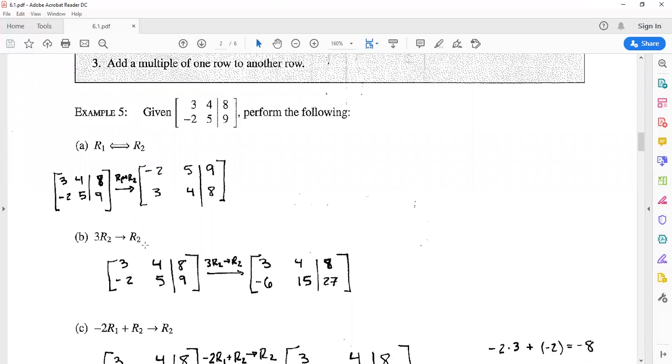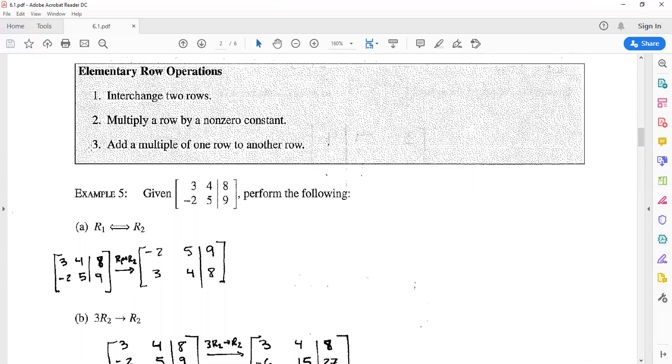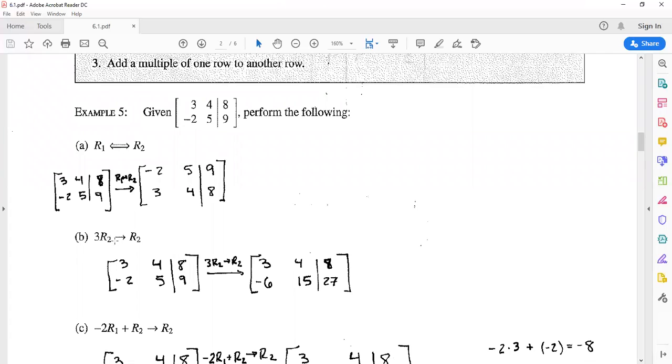This next bit of notation here stands for the second operation. It says, take row 2, multiply it by 3, and then replace your old row 2 with this new one that's been multiplied by 3. So we keep row 1 the same here. That's not referenced at all. So if I start again with this original matrix, we have 3, 4, and 8 at the top, and -2, 5, and 9 as the second row. Now I will replace the second row with 3 times that. So the first row stays the same, and the second one becomes -6, 15, and 27.